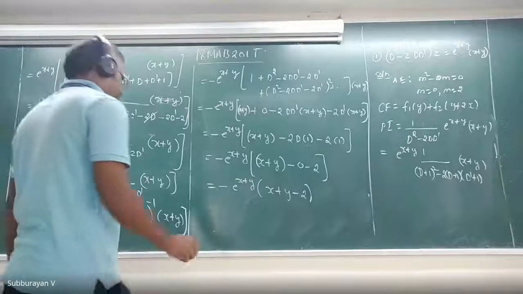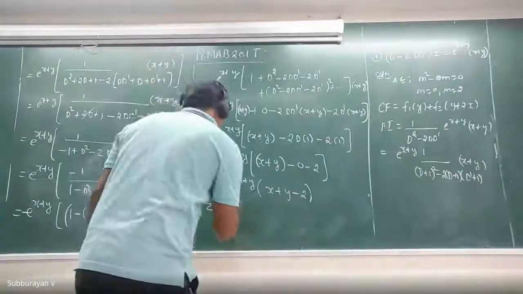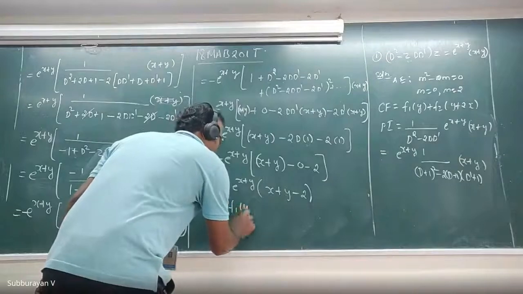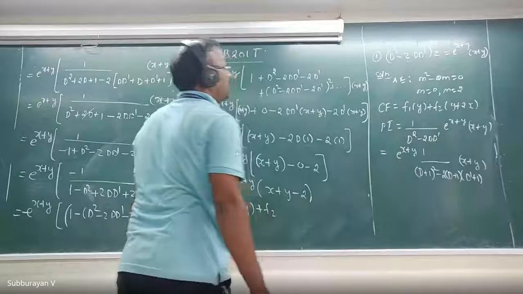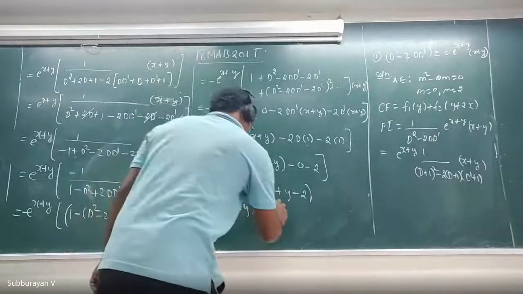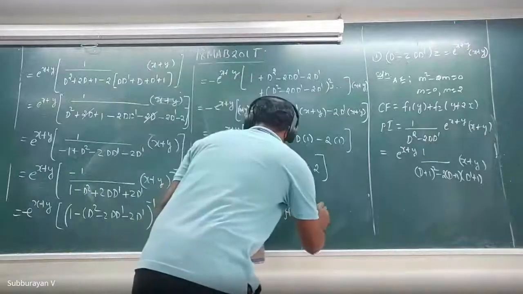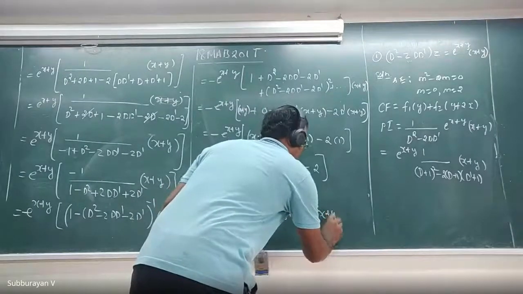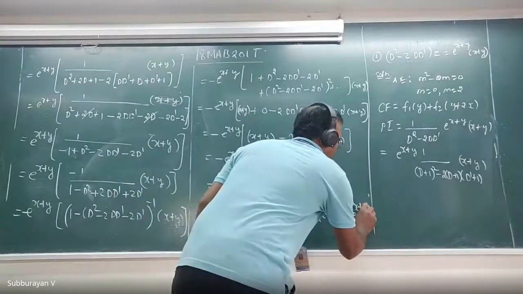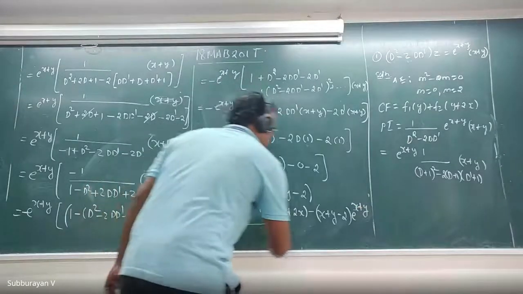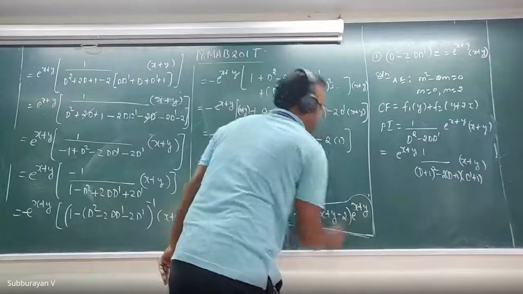Fine. Therefore, the general solution z is equal to, what is this? f1 of y plus f2 of y plus 2x, minus (x plus y minus 2) into e power x plus y. So this is the required general solution for the given problem.